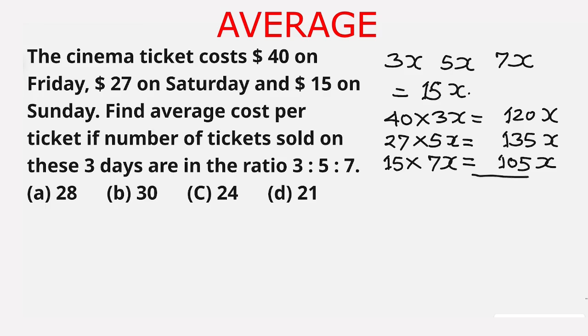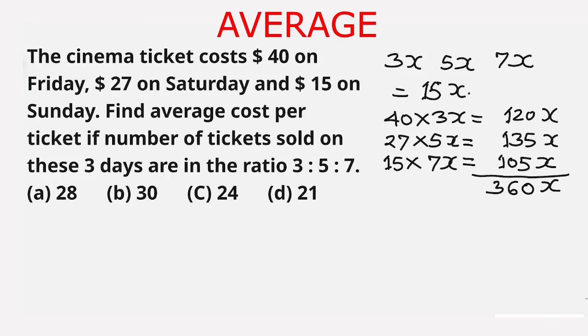Now we find the total sum of the amount collected on these 3 days. 5 plus 5 is 10. We write 0 and carry 1. 1 plus 2 is 3, plus 3 is 6. 6 plus 0 is 6. 1 plus 1 is 2, plus 1 is 3. So it is 360x.